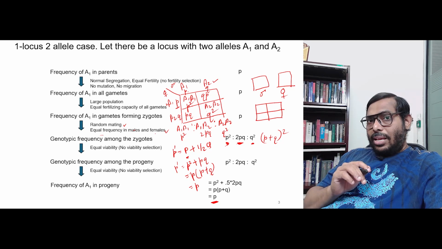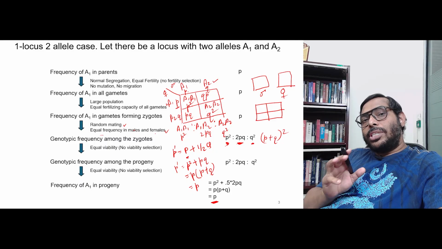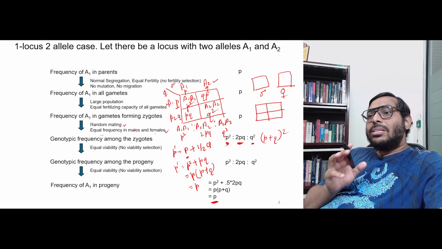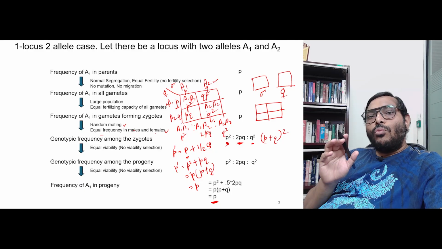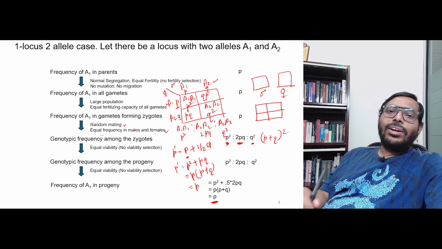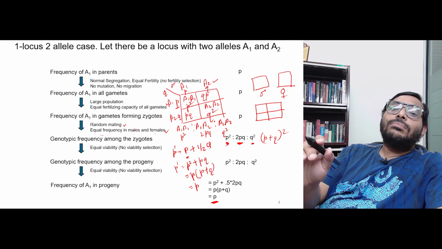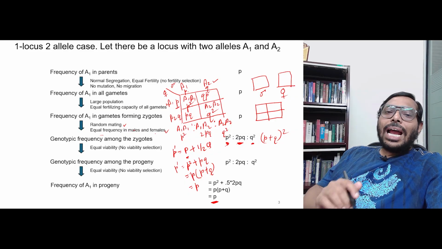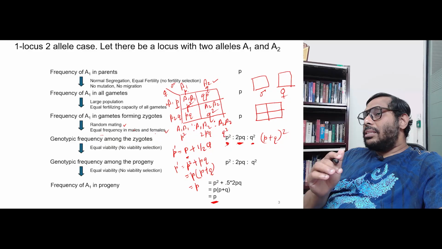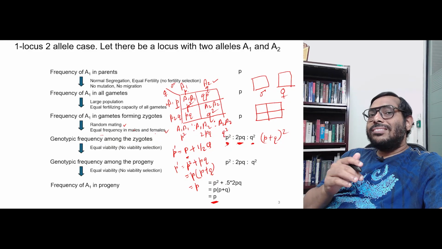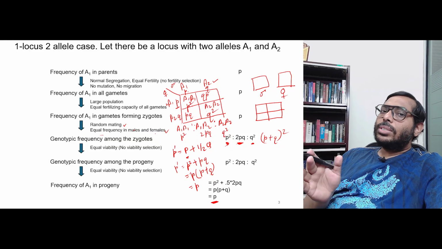So, if that be the case, the entire subject of population genetics proceeds by figuring out in what way all these assumptions that I have written over here are being violated. So, in that sense the Hardy-Weinberg law is a null law. It is equivalent to Newton's first law. What does Newton's first law say?